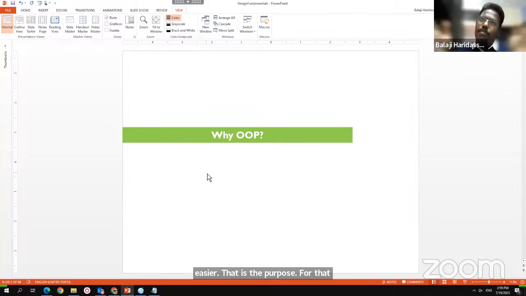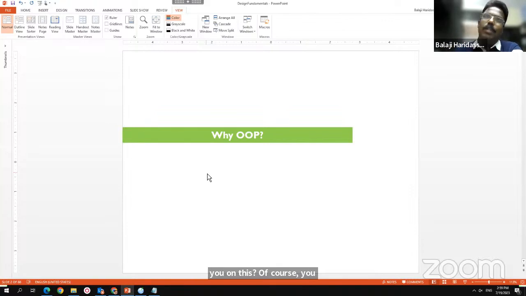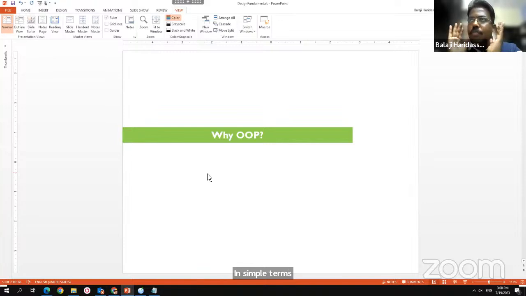Similarly, for OOP, what is the fundamental part? Why did I get this? Of course, it brings flexibility, maintainability, etc., if you write the code in the right way, utilizing the OOP principles. But why a new language with OOP, whether it is Java, or Python, or C++? In simple terms, our mind is more adapted and can understand real life better.